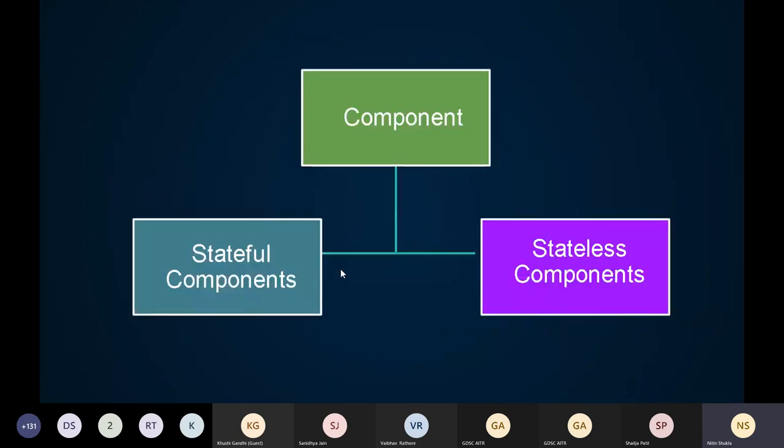So there are two types of components: stateful components and stateless components. We will see later what state is, but the basic difference is that in stateful components there is a state, which contains some data, and in stateless components there is no state.